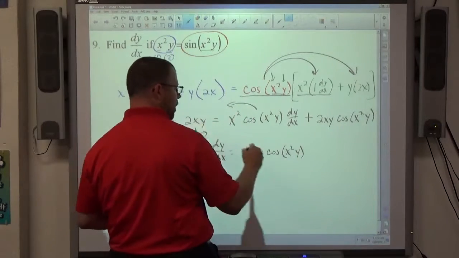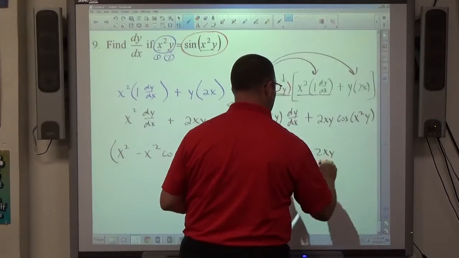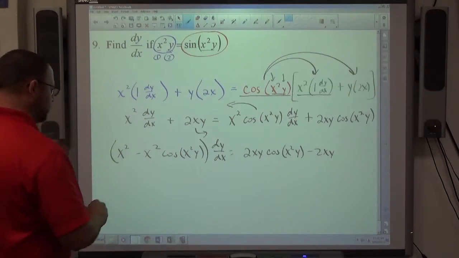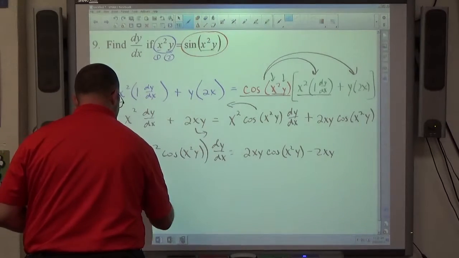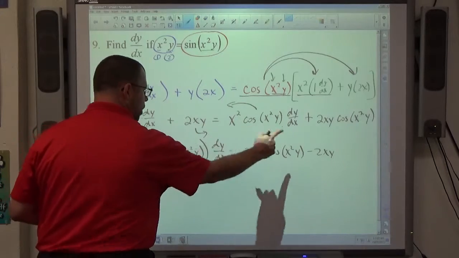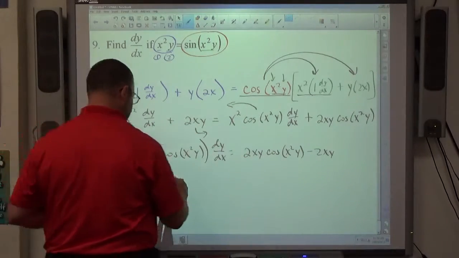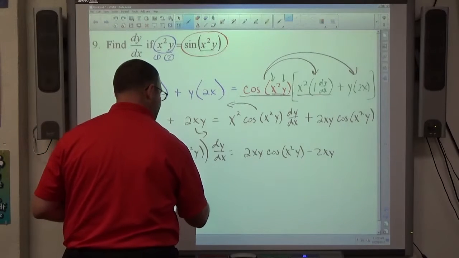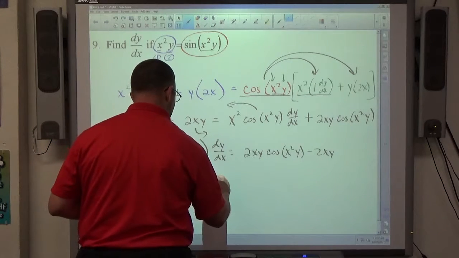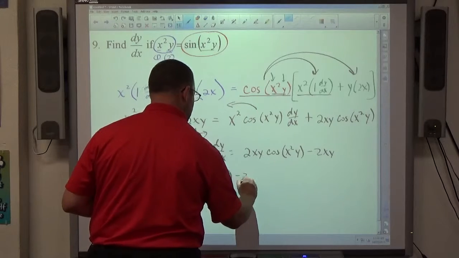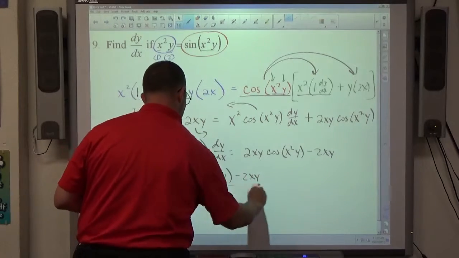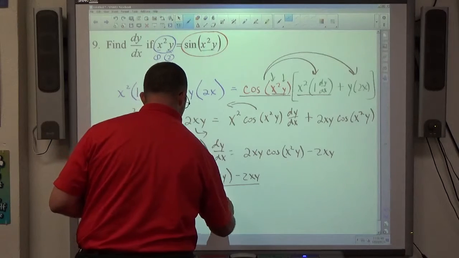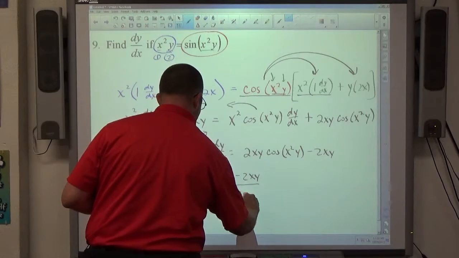And I'm moving a 2xy over, so minus 2xy is moving over. And all this stuff to do then is to divide by that stuff. So dy/dx is equal to all this stuff divided by all this stuff. One thing I'm noticing, well, let me just write this down first. 2xy cosine of x squared y minus 2xy, and x squared minus x squared cosine of x squared y.